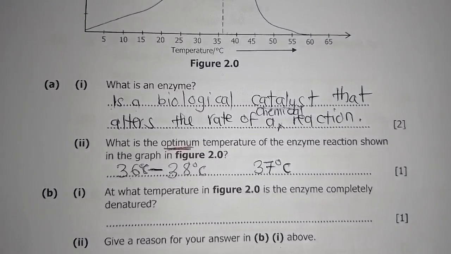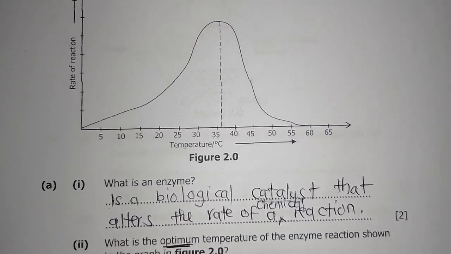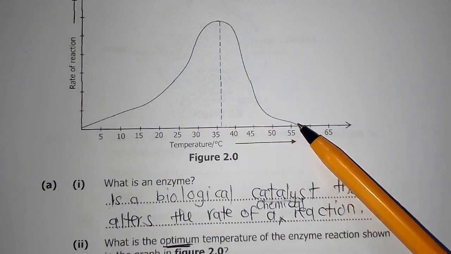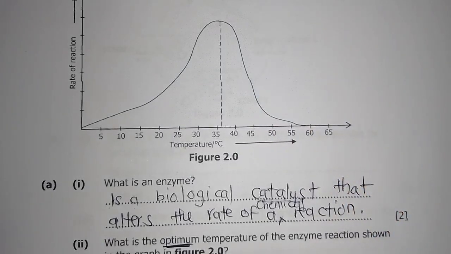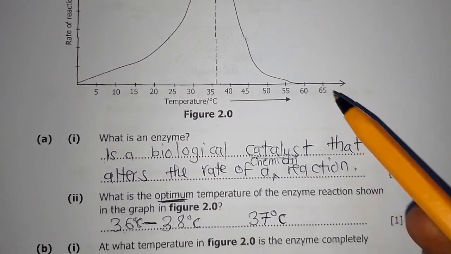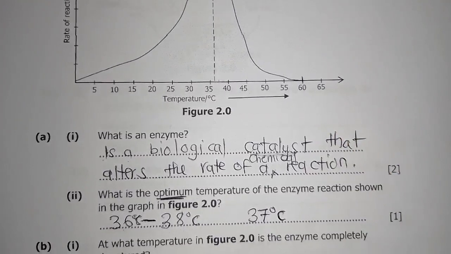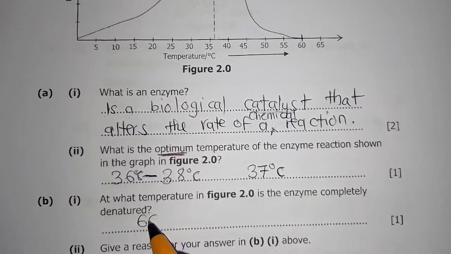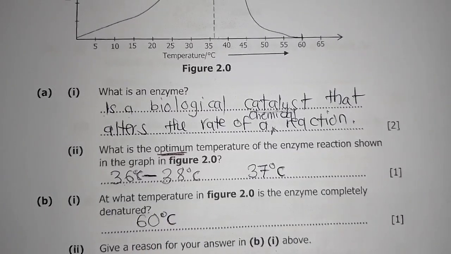So if you check, this was an enzyme. It was moving like this. Then here it was completely denatured. Where? This is what? 60. It was ending at 60. So at what temperature? It's what? 60. Here, where it was completely denatured. So it is what? 60. You put your 60 there. You say it is 60 degrees Celsius. This is what you are going to do.